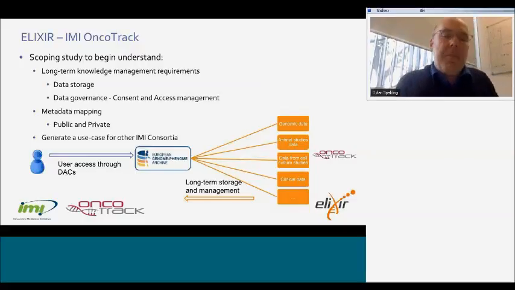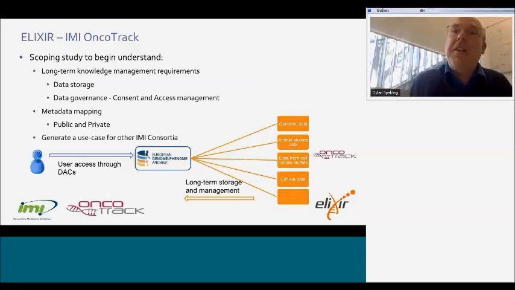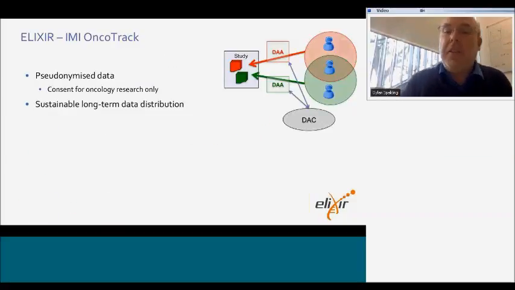You've seen how complex and diverse the data the IMI OncoTrack project collected is, and how we can map that to the metadata within EGA, and where the difference is between the public and private data, so the data that's purely consented for private or controlled access, and the data that's public, to be used to discover these data. And in doing so, we hope to generate a use case for other IMI consortia, and actually, in general, other consortia to submit their data to the EGA and allow the EGA and hence ELIXIR to provide these data throughout Europe.